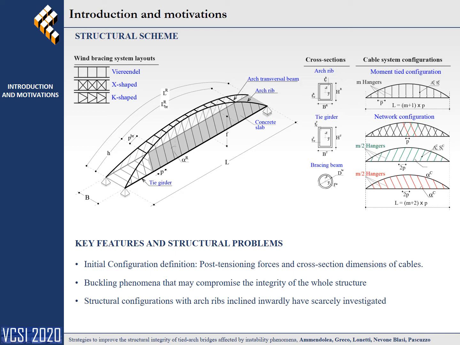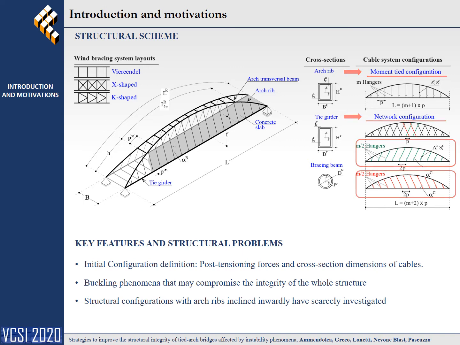In particular, two main configurations are usually adopted. The first is the moment-tied configuration, and the second is the network configuration. The moment-tied configuration consists of several vertical anchors equally spaced along the tie girders. The network configuration is composed of the union of two specular planes of inclined anchors forming a net layout.